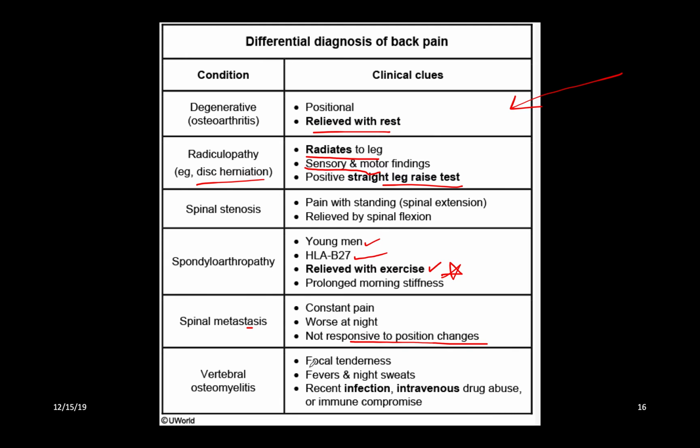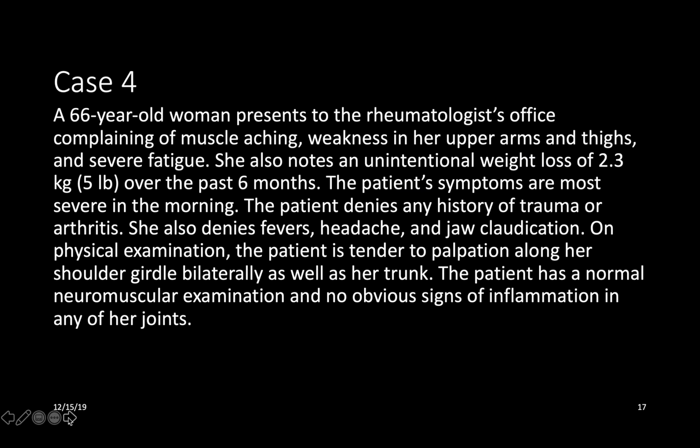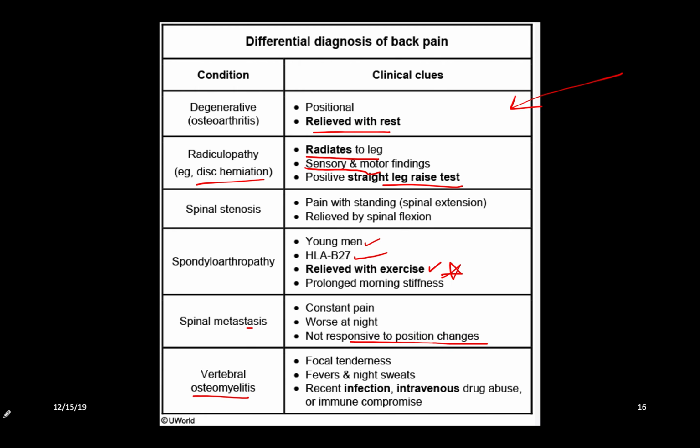Okay. Last, our vertebral osteomyelitis. Here, they're going to talk about focal tenderness when you press on the spine. A lot of these other conditions, there will be tenderness maybe around the area and the muscles around the area, but when you have that point tenderness, you really think about a bacterial infection there. Okay. All right. Excellent. Any questions on lower back pain? No? Okay, great.